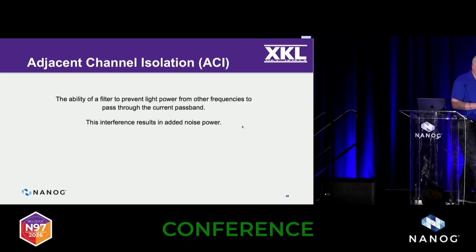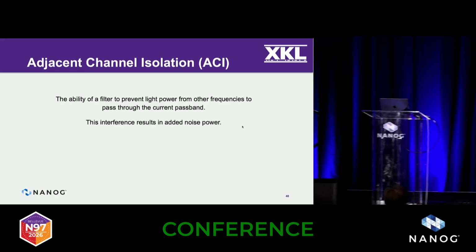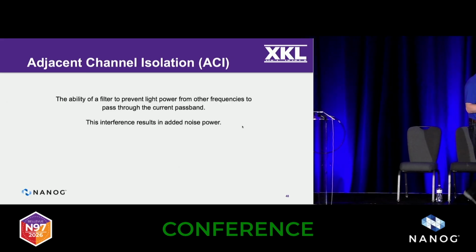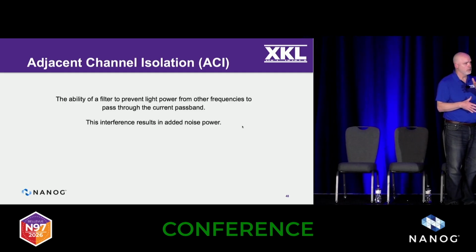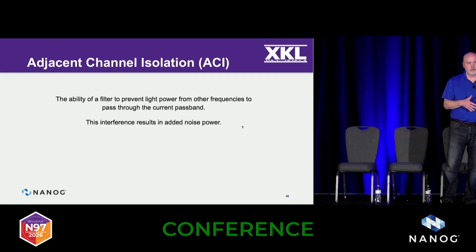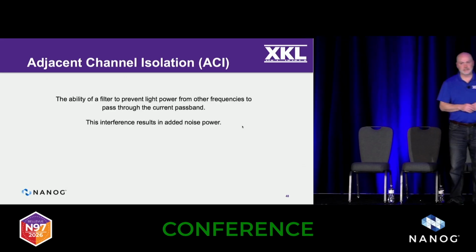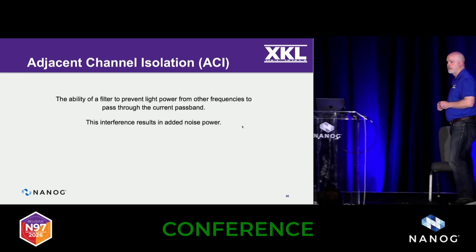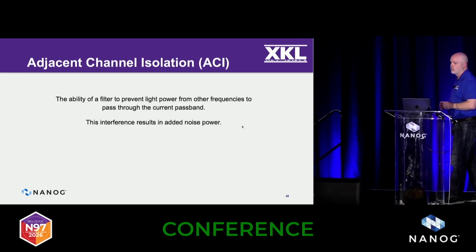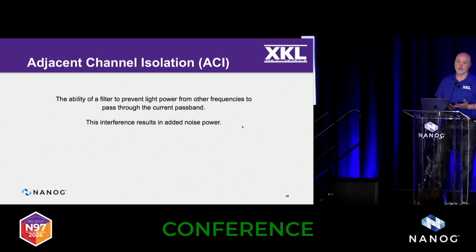Another key principle then with all of these filters is how well the filter separates the channels. So if I've got red, green, and blue going through my channels, I don't want any red on my blue. I don't want any blue on my red. So adjacent channel isolation is an important spec when you're looking at what kind of filter technology to use or what you really need for your network. So it's the ability of a filter to prevent light power from other frequencies to pass through this current band. So that's the idea behind adjacent channel isolation.